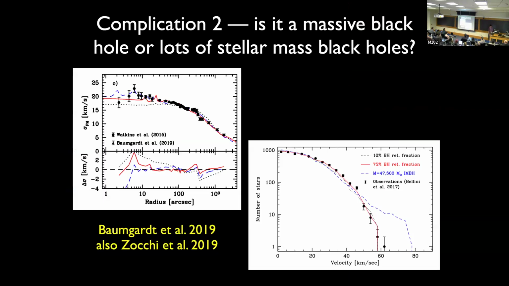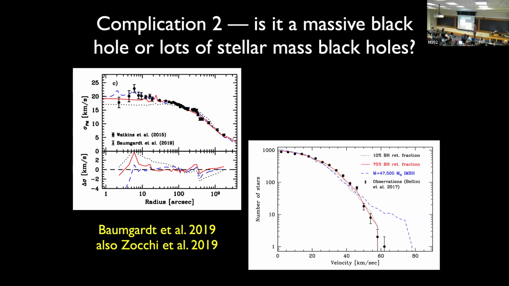And the second complication, there's more than two, but the second complication is that there's been an interpretation issue, which is that when we look in dynamical models, what we're looking for is dark mass that doesn't follow the same profile as the light in the cluster. And that doesn't necessarily have to be a single massive black hole.